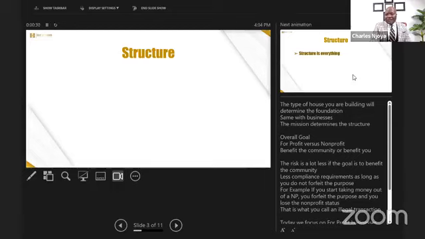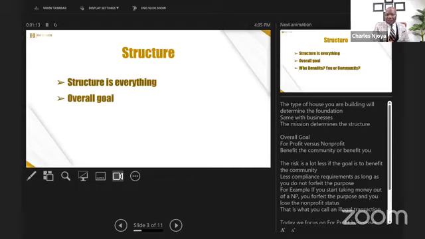The question we generally ask ourselves is, what is structure? For me, structure is everything. If you ask anybody, when you're building a house, the type of house you're building will determine the foundation. This is the same with a business. The mission determines the structure. So when we think about structure, structure is everything in everything we do, especially from a compliance standpoint, a tax mitigation standpoint, and a wealth building standpoint.